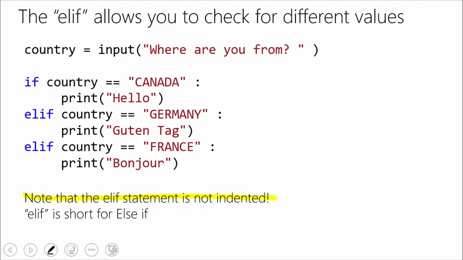Yep. Now, one last little thing here. Let's go back to the right slide. Highlighter, there we go. The elif statement, you're going to notice, is not indented. And the reason for that is it's just like the else block: this is what's going to run if it's Canada, this is what's going to run if it's Guten Tag, this is what's going to run if it happens to be Bonjour. And so that's why the elif is right there.